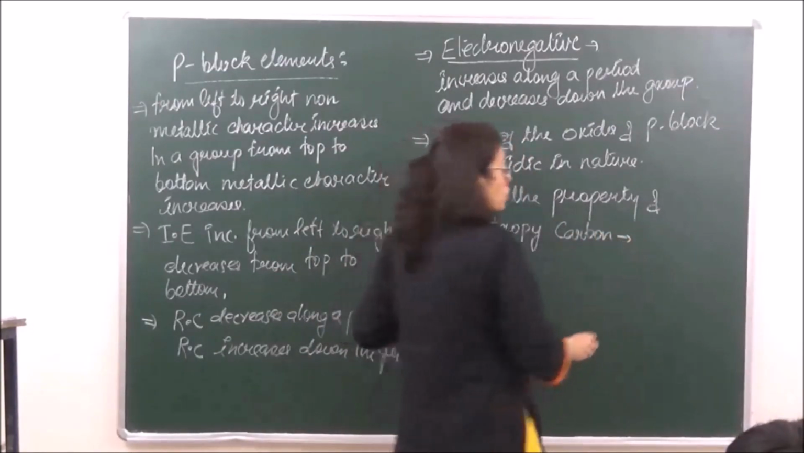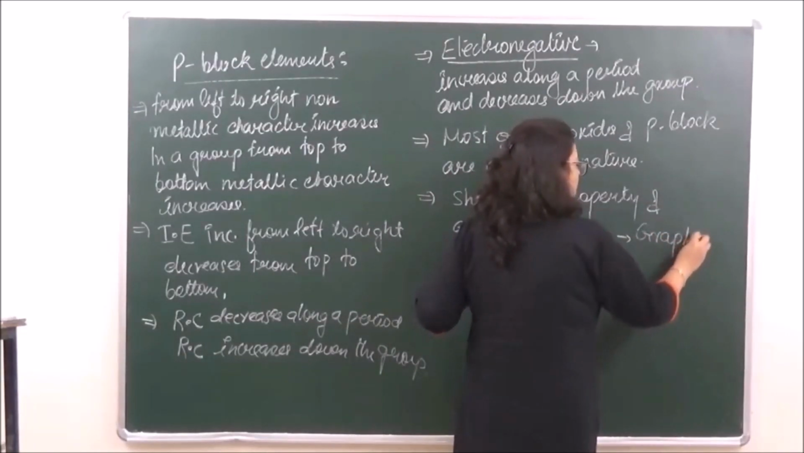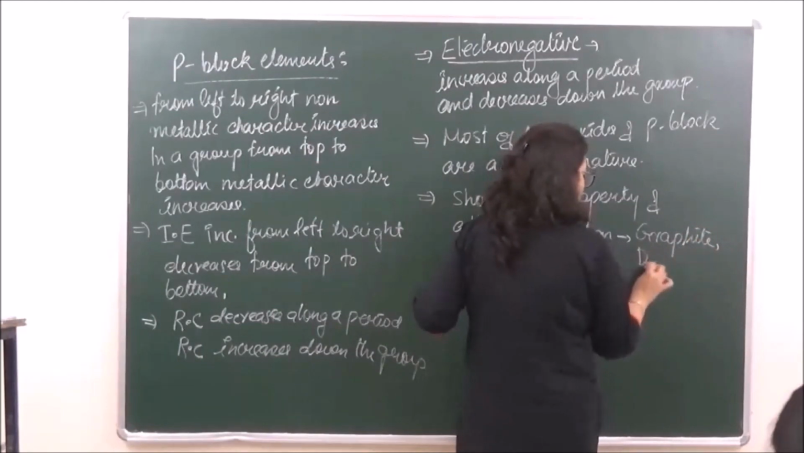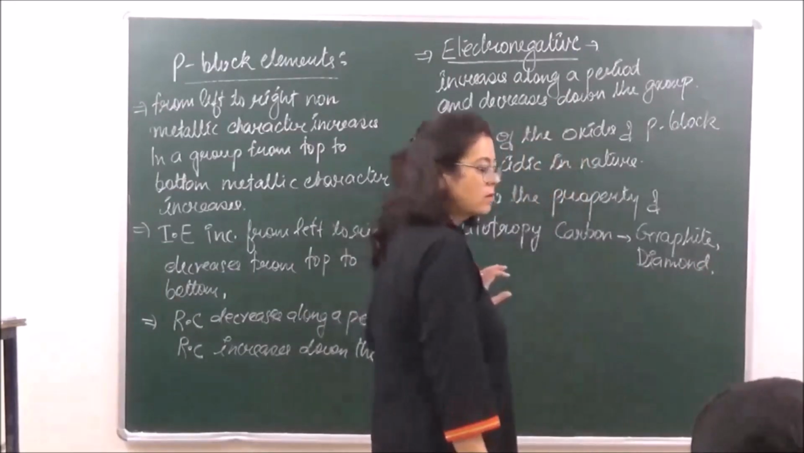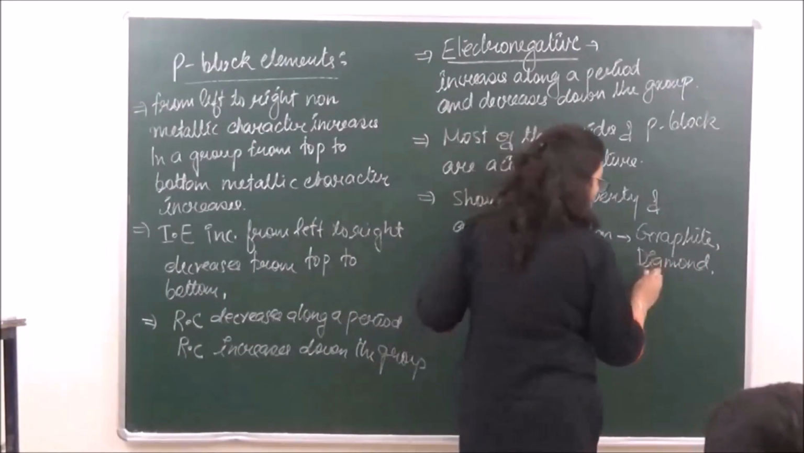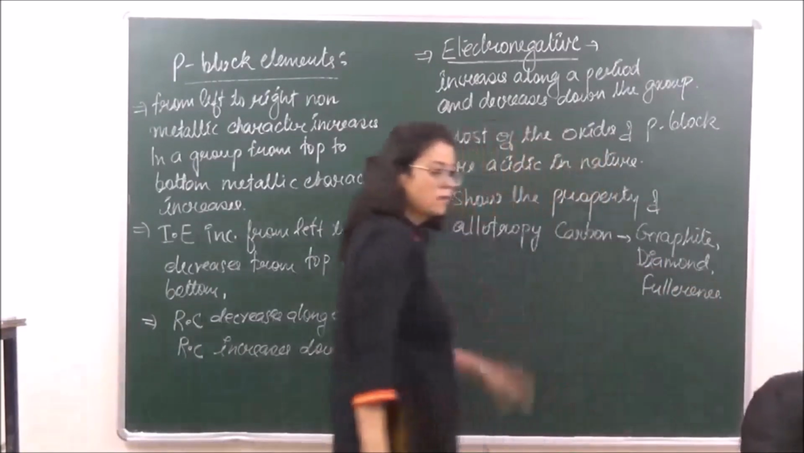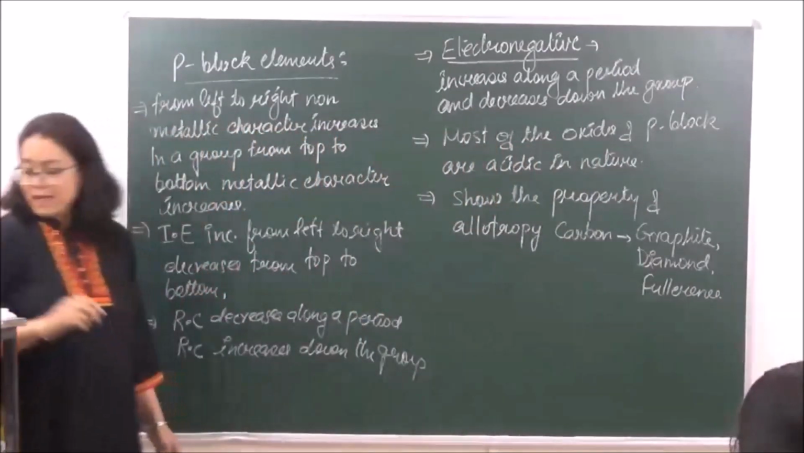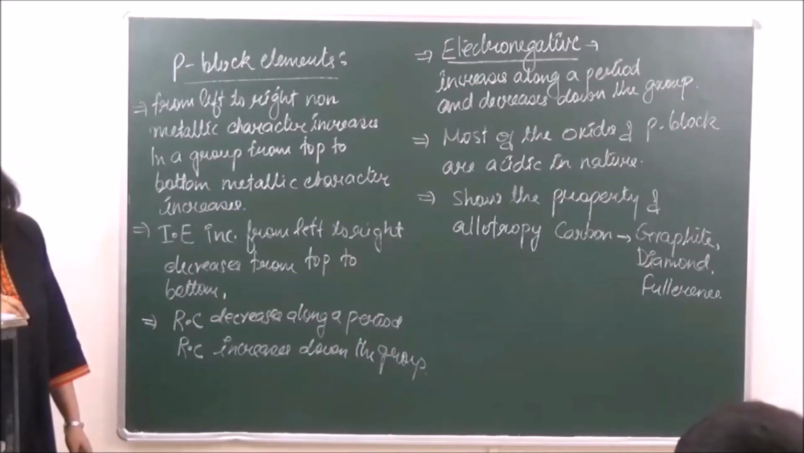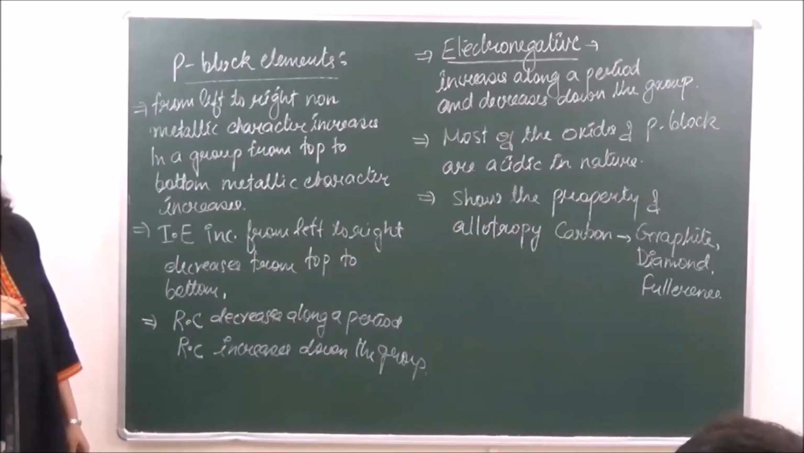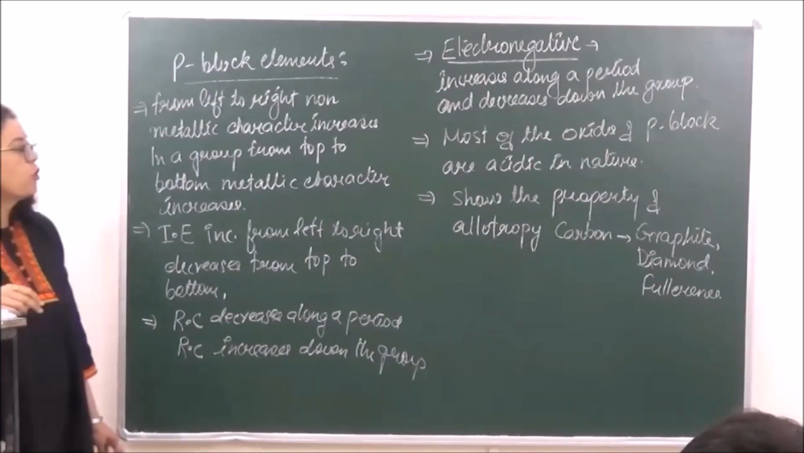For example, when we are talking of carbon, carbon has 3 allotropes. The first one is graphite, then diamond, and the third one is fullerenes, right? So this is allotropy. Many elements show allotropy, for example carbon, silicon, phosphorus, sulfur, boron and germanium. They all show allotropy.